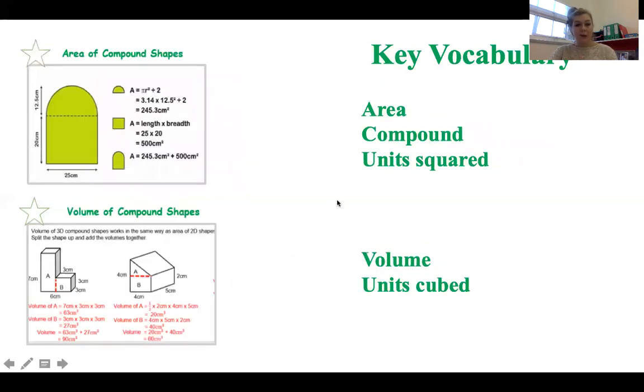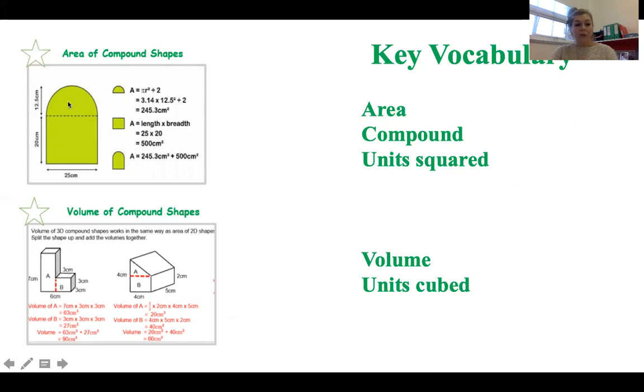And the final two topics for LP2 are area of compound shapes and volume of compound shapes. So I've identified some key vocabulary here. Area, so the space inside the shape, so this kind of green section here. Compound, again, meaning a shape that's made up of one or more shapes. You can see here, the compound shape is made up of a rectangle and a semicircle. And when we work with compound area or any area, we're also using our units squared.